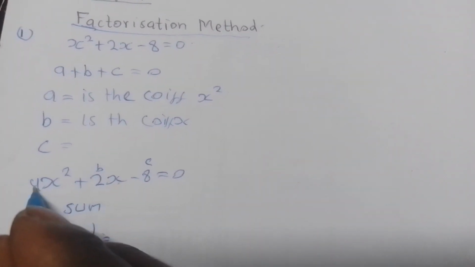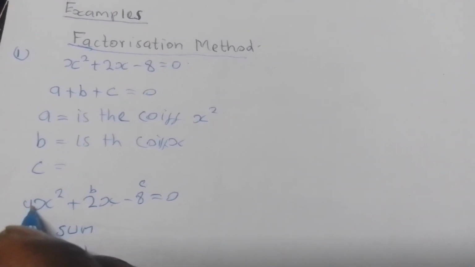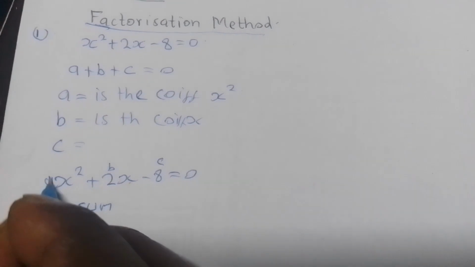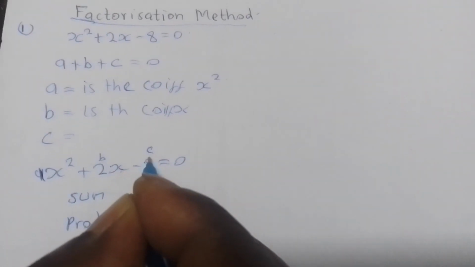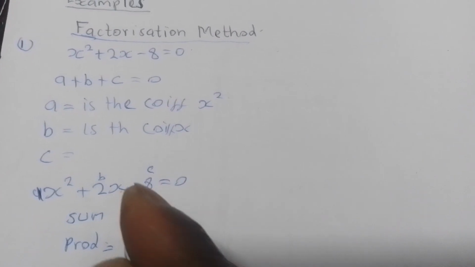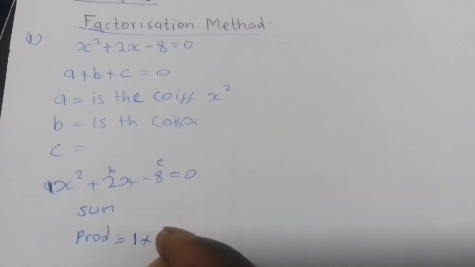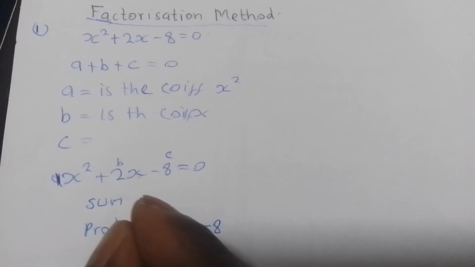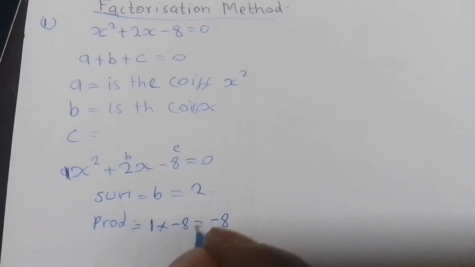Our product will be the coefficient of x raised to power 2, which is a, times c. For our case, it's only x squared, meaning the coefficient is 1, and c is negative 8. So our product is 1 times negative 8, which is equal to negative 8. Sum is equal to b, which is equal to 2.